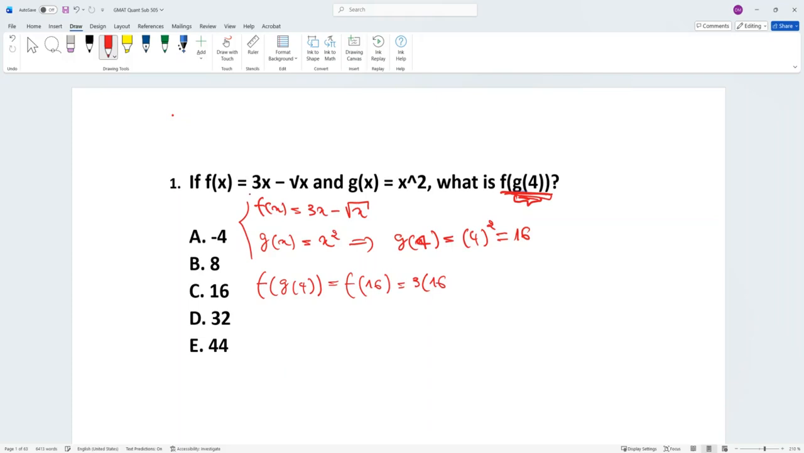3 times 16, because this is f of x, minus square root of 16. This here, 3 times 16 is equal to 48, minus square root of 16 is 4. Then we have 44 here. So clearly our answer is answer E. Let's move on to the next question.